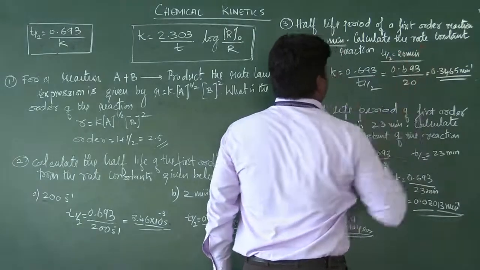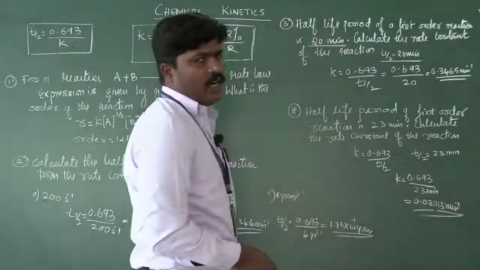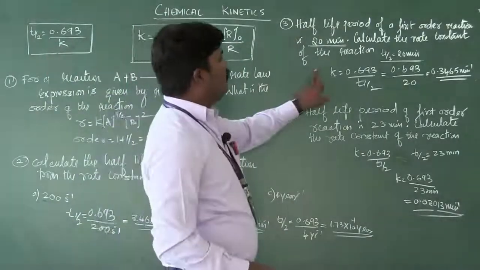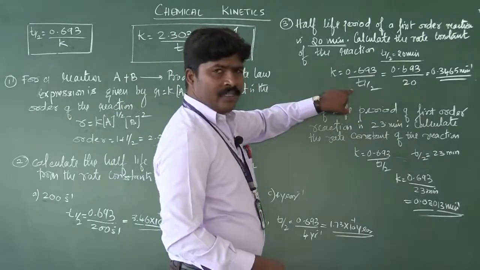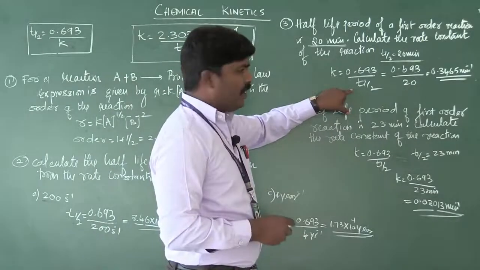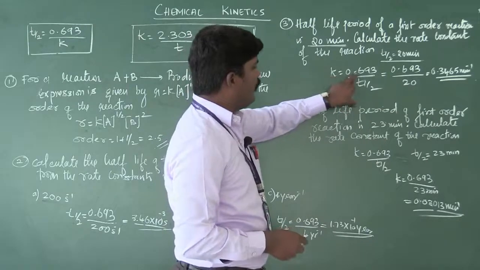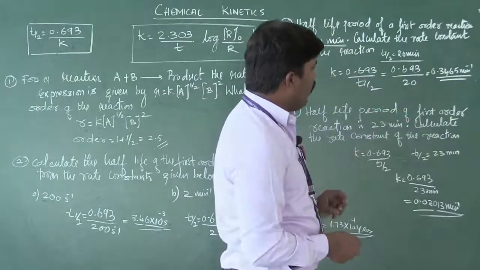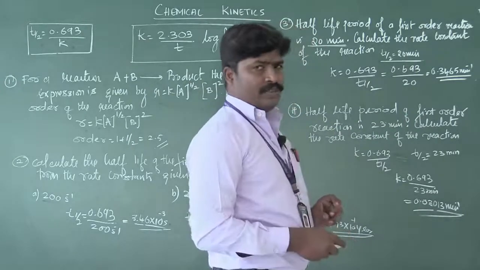Now, calculate the rate constant. We know the formula here, we can rearrange it. T half is equal to 0.693 by K. Now T half is given, find out the value of K. So K is equal to 0.693 by T half, 0.693 by 20. Therefore the value becomes 0.03465 per minute.